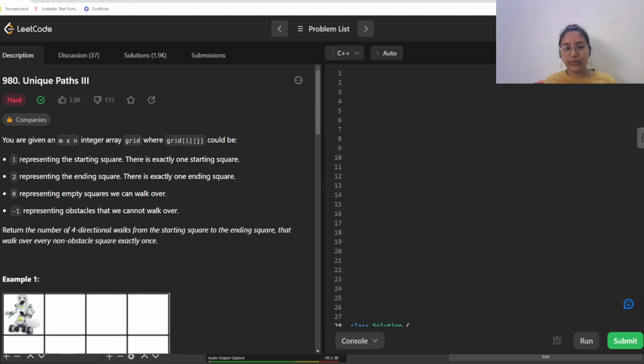So today we are going to do the Leetcode daily challenge, Unique Paths 3. Let us first read this question, then the constraints, then the example which is being given to us. From that we'll do the dry run, and then finally come up with the intuition and then the coding part. So let us go ahead for the same.